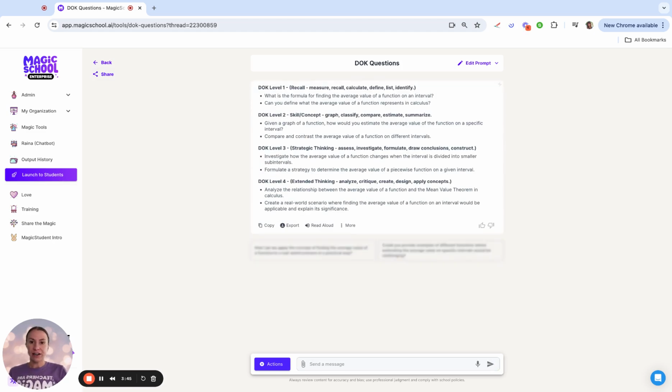With the generation, we can see here that I have two questions in each category of that depth of knowledge, and I can ask for more. So on that very lowest level, what is the bare minimum? That's recall and calculate. And then we even go up into extended thinking.